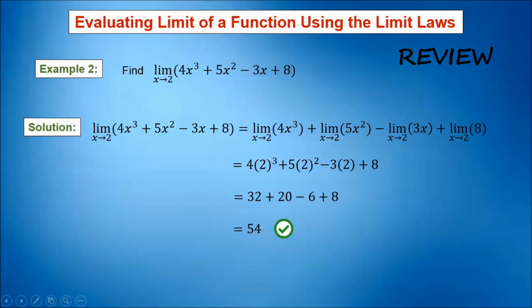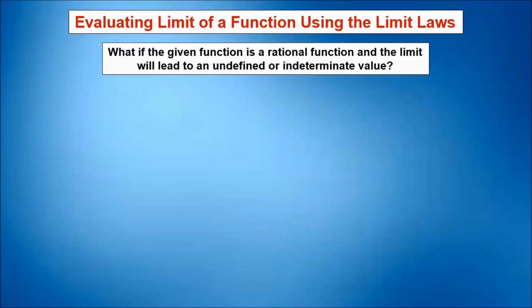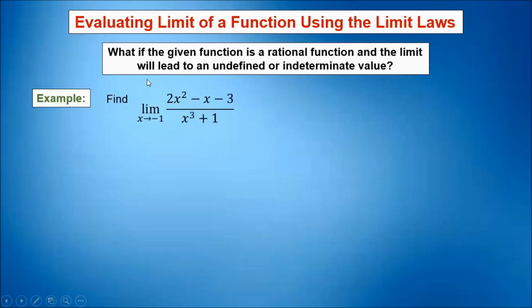Now, let us discuss additional examples like we have on the first slide. What if the given function is a rational function and the limit will lead to an undefined or indeterminate value, just like this one? Find the limit of 2x squared minus x minus 3 all over x cubed plus 1 as x approaches negative 1.